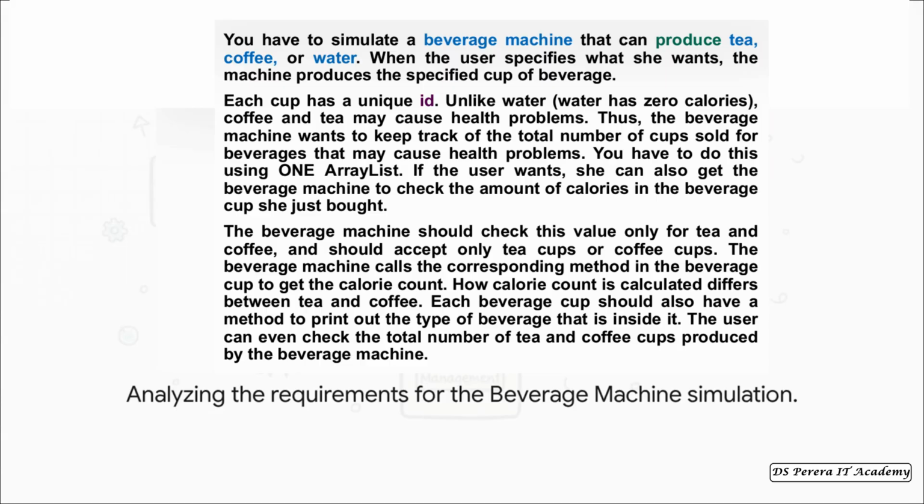The machine makes tea, coffee, and water. That sounds like a class hierarchy. Every cup gets a unique ID, just like the engine number. Now, this is a huge clue. Tea and coffee must be tracked in a single array list. To store different types of objects in the same list, they have to share a common parent or, more likely, a common interface. And finally, only tea and coffee have calories that can be checked. That sounds like another special capability, doesn't it?